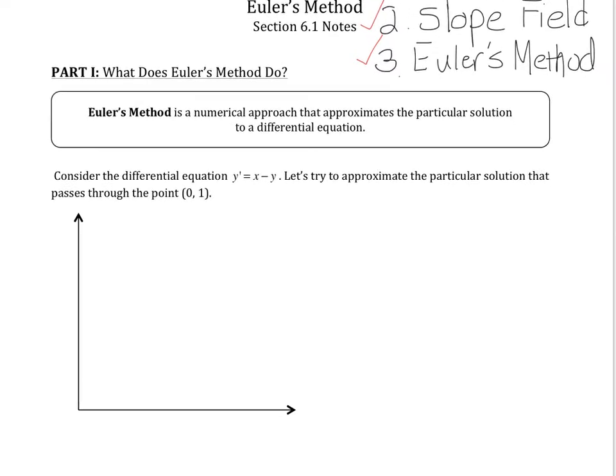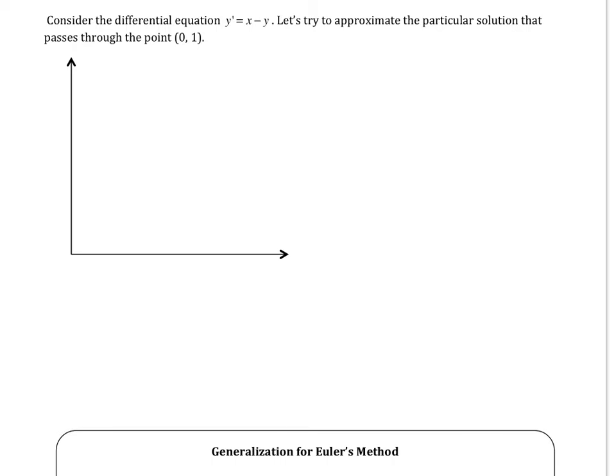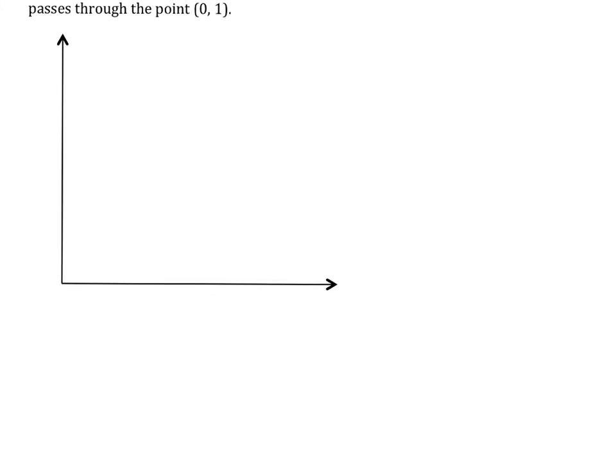All right, consider the differential equation again: y prime equals x minus y. We're going to try to approximate the solution that passes through the point (0, 1). Now, I happen to know some stuff about this problem already, so I'm going to be making some choices that might not be so obvious to you, and that's okay. So we want the solution that will pass through the point (0, 1). So let's label that. We're at 0, and I'm going to indicate that that's 1.